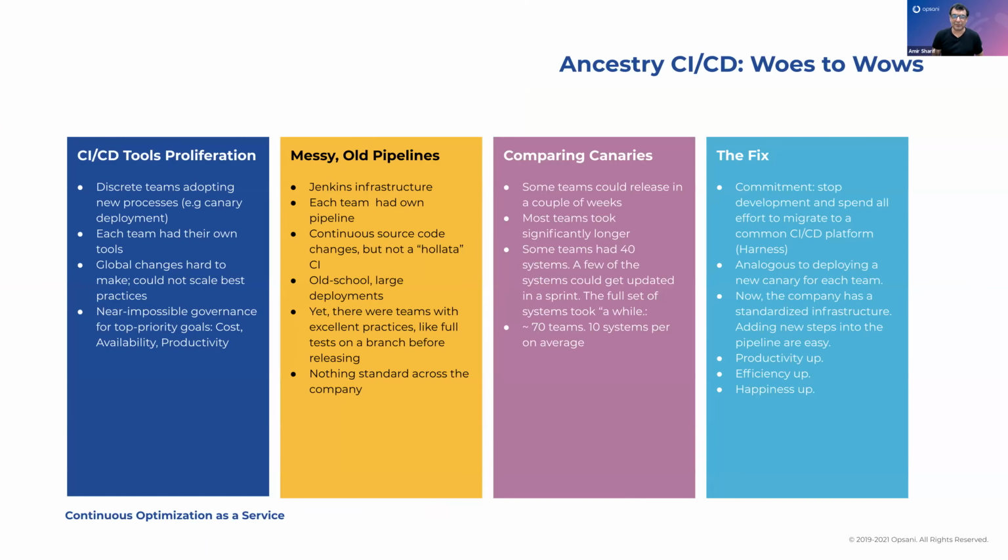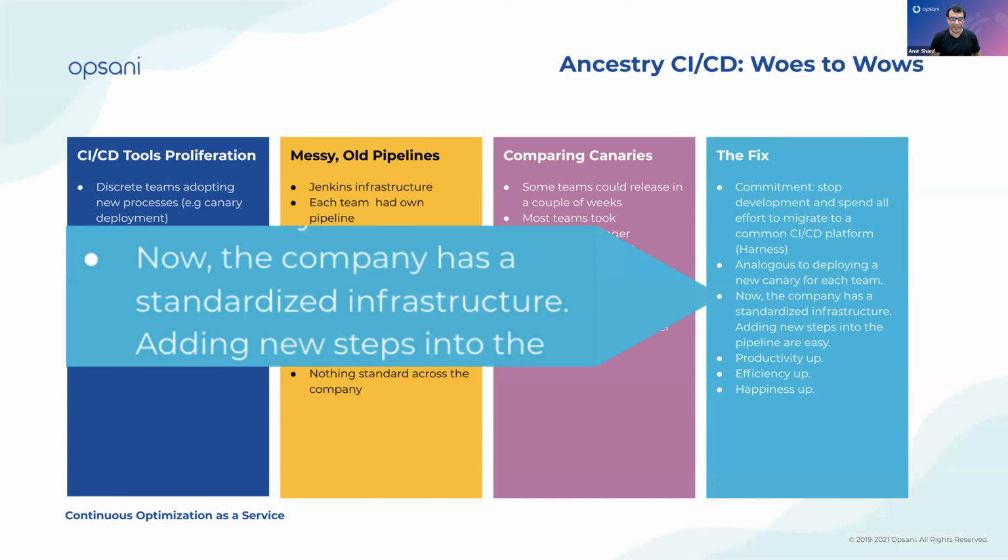So coming back to what Ancestry did, they took the brave step of making sure that their pipelines and their tools are standardized. They picked Harness and they rolled it across the entire company. And one of the benefits, of course, is that the company now has a standardized infrastructure. Adding steps into the infrastructure and the pipelines is quite easy. So I apologize, someone got cut off. But basically, rolling out new services becomes much, much easier.